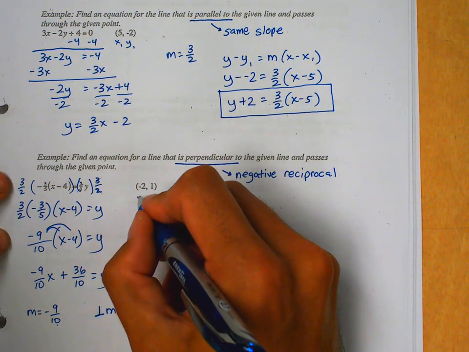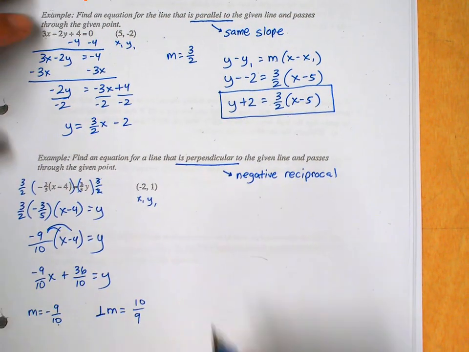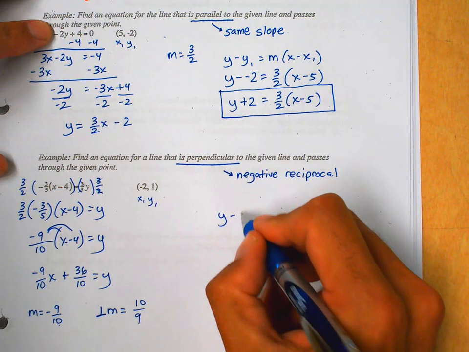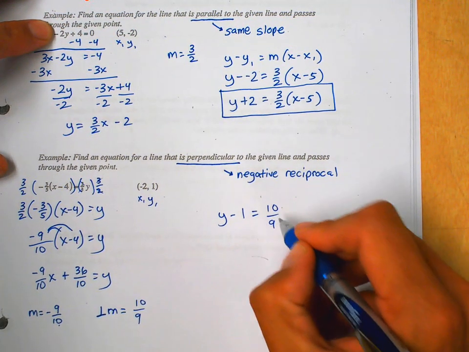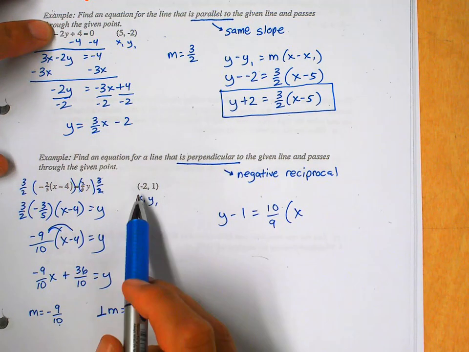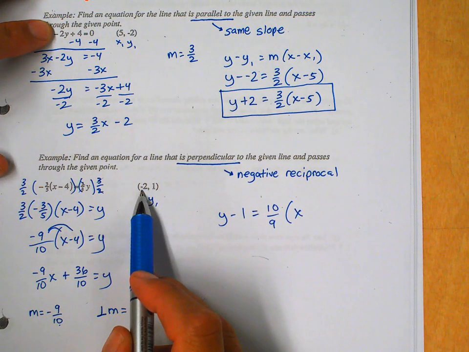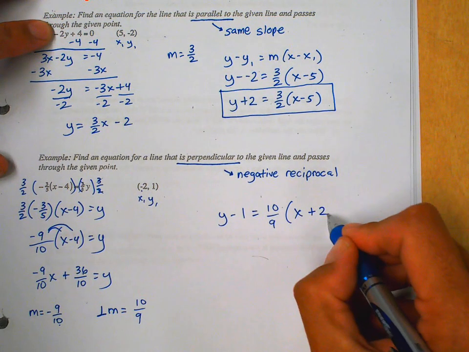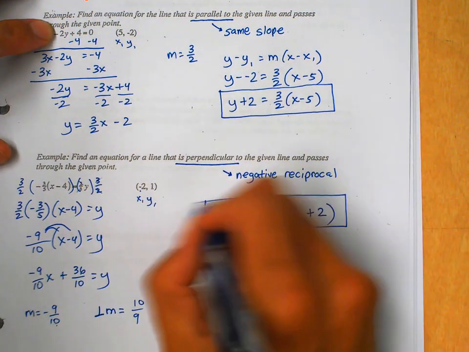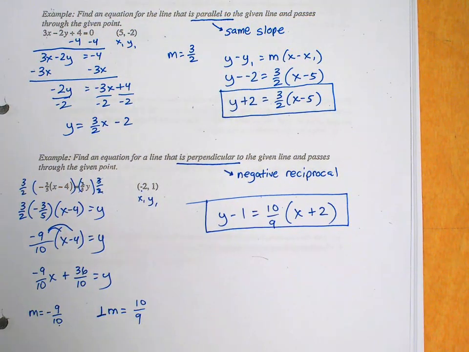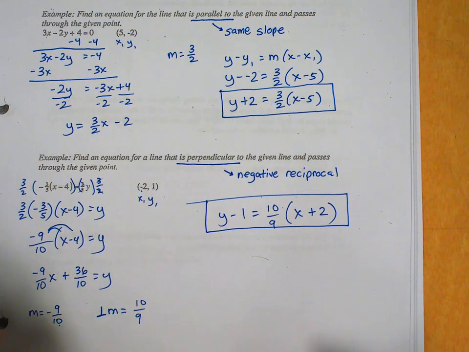So we've got our x1 and y1. I'm just going to plug those values in. Y minus y1 equals m, perpendicular slope, 10 over 9, times x minus negative 2. The two negatives are going to become plus 2. And there it is. All right, we are almost there.